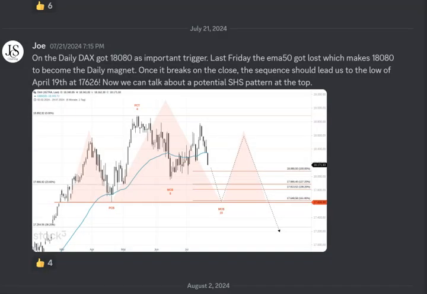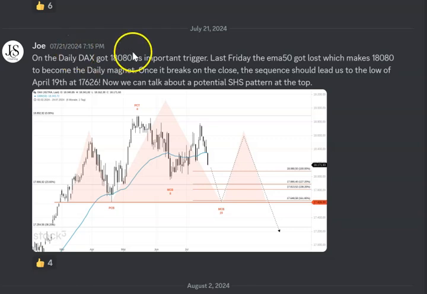It's Friday evening, the 2nd of August, and we're going to have a look at the DAX, the US markets, and also at the Euro US dollar. We jump right into our Discord. I just opened the daily thread from the 21st of July.